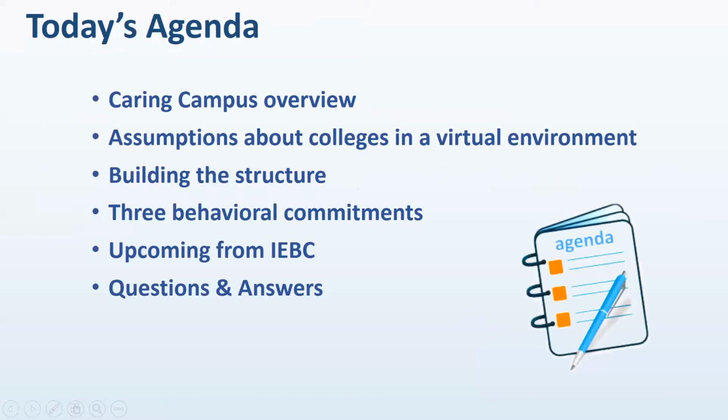Today's agenda, we're going to start with an overview of the Caring Campus Initiative. Then we're going to present a few of the assumptions about colleges working in a virtual environment that have an impact on some of the recommendations and building the structure issues in the guide. As Brad mentioned, this webinar is based on our first Caring Campus guide. Next, we'll talk about building the structure, some of the things you might want to have in place as you move forward, reaching out to your students and supporting them. Then we're going to present 3 behavioral commitments. I'll talk about how Caring Campus is grounded in behavioral commitments from staff. Then we'll do a little bit of what's coming up from IEBC for you and move to Q&A. So let's get started with some content.